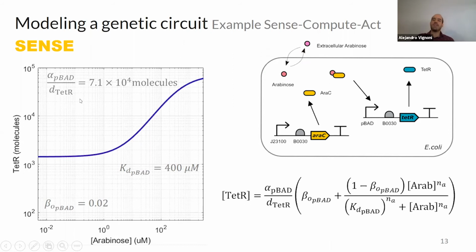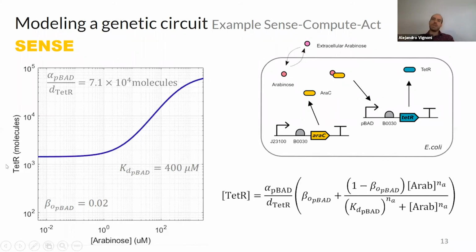If it's a stable protein, like the ones we generally use, then that will be mainly given by the dilution rate of the culture, the growth rate, the related dilution. And that number will change depending on how the culture grows. But for now, I will put one number for all of these, which is, for example, 7 × 10^4 molecules.